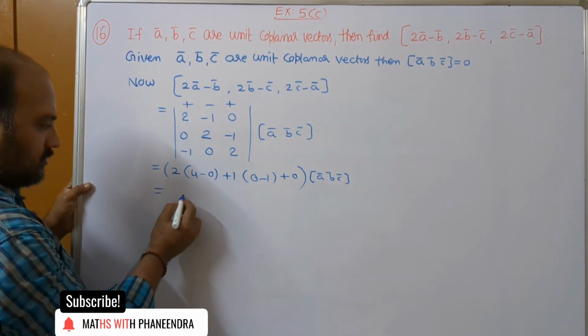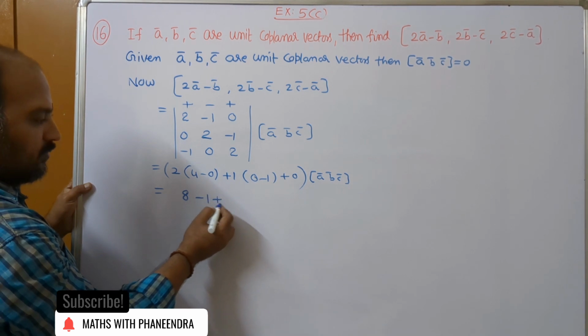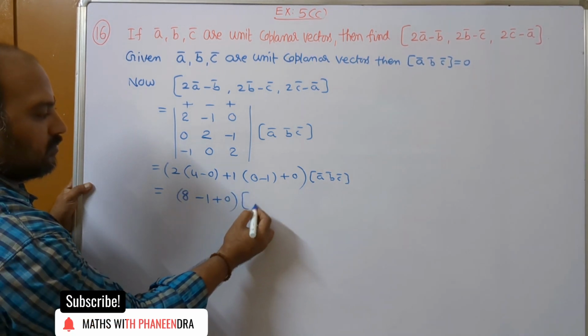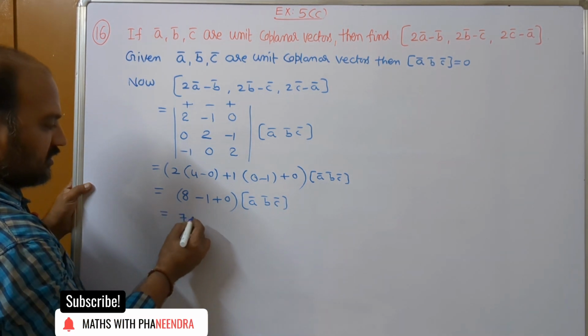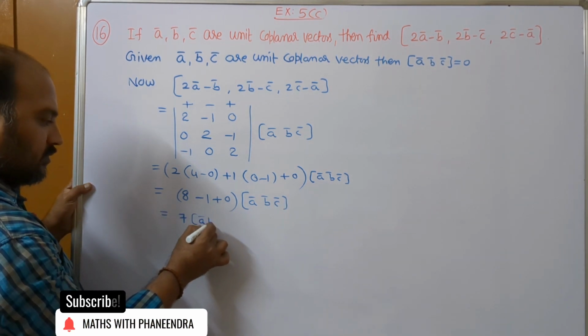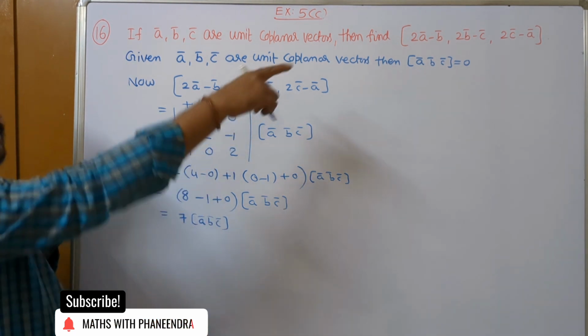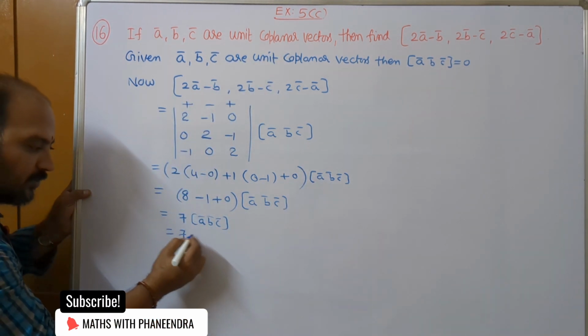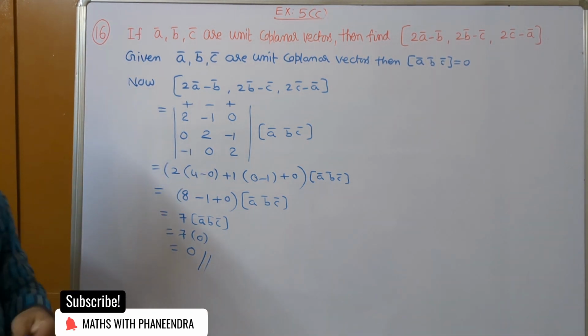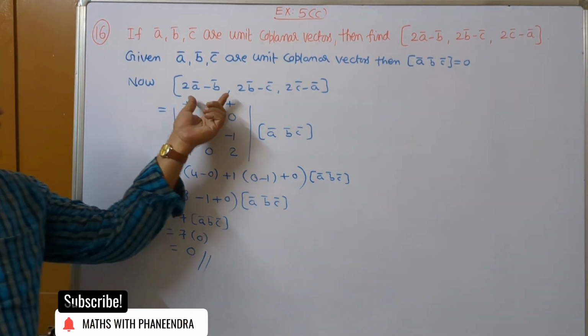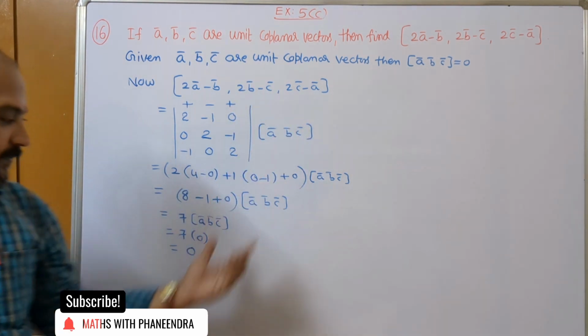So 8 minus 1 plus 0, so 7 times box of A bar, B bar, C bar. Whenever box of A bar, B bar, C bar value is 0, any value goes to be 0. So therefore the given value, box of 2A minus B, 2B minus C, 2C minus A, goes to be 0.